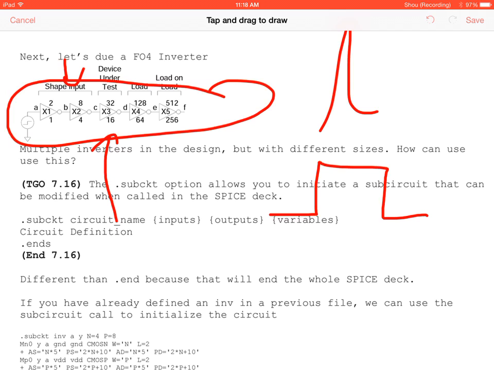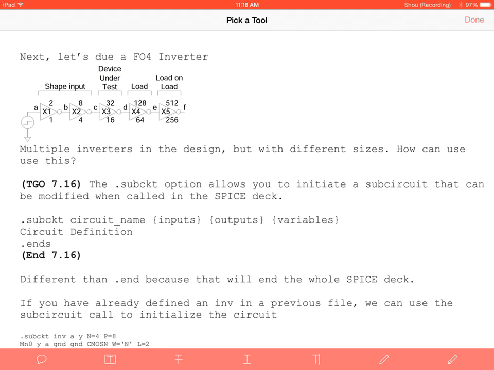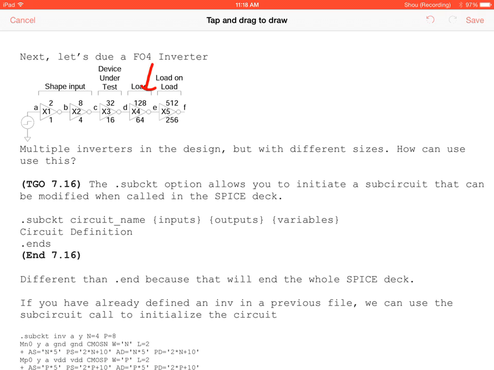Then we have our device under test, so our test values are node C and node D. And then we have a load. Remember, everything's driven off of a load, so we have to account for load capacitance. And then finally, we have our load on load.